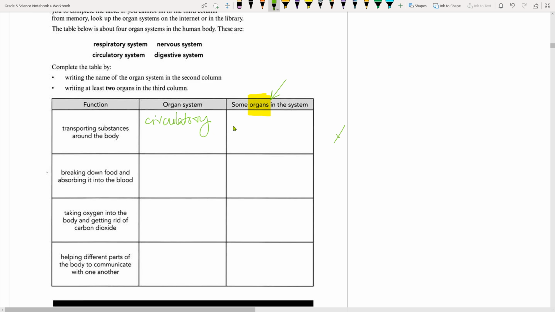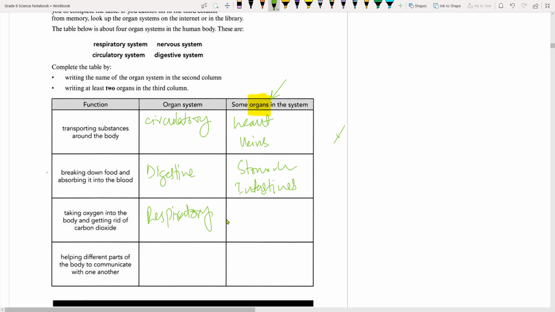So in the circulatory system, we've got the heart as an organ, and then you can say veins or arteries. At least two, because it's a plural. One is not going to cut it. Two or more would be fine. Okay, breaking down food and absorbing, that would be the digestive system. In that case, we have stomach, esophagus, intestines. I'm just going to go with intestines, stomach. Okay. Taking oxygen in and getting rid of carbon dioxide, that's the respiratory system.